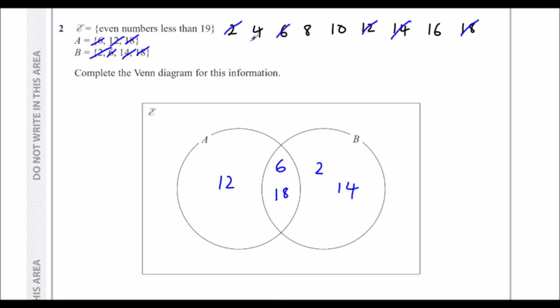So we've crossed off 5 of our numbers. All the ones that are left go on the outside. They're not in the A circle, and they're not in the B circle. So we've got 4, 8, 10, and 16. So we should have 1, 2, 3, 4, 5, 6, 7, 8, 9 numbers. So we know we've got all of them.